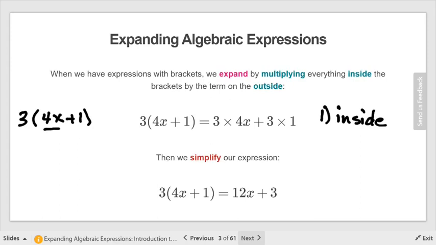So inside I have 4x plus 1. Can I add a 4x and a 1? No. Okay?